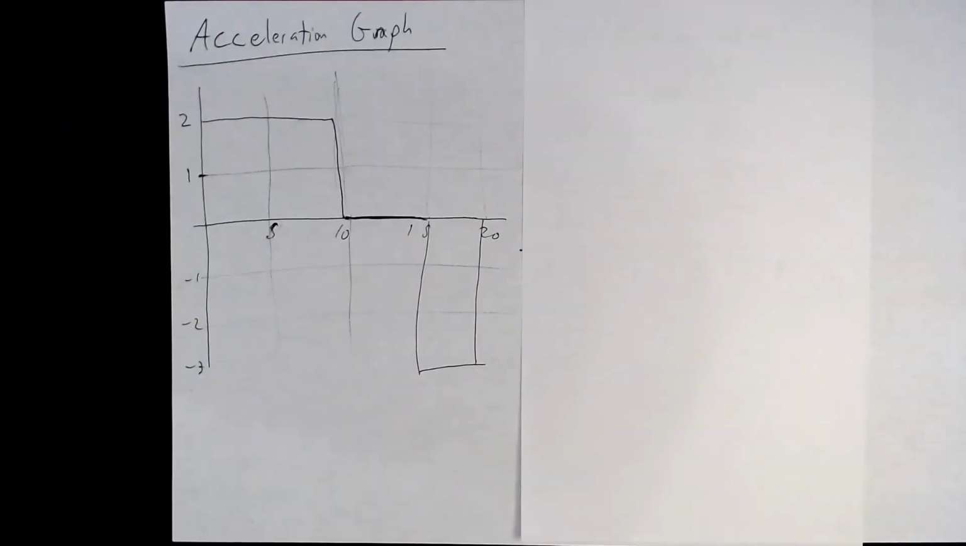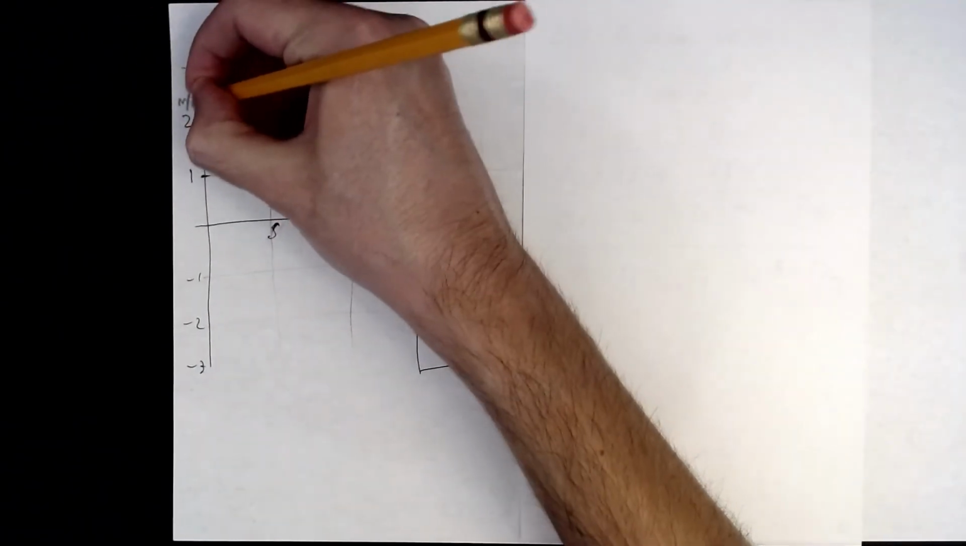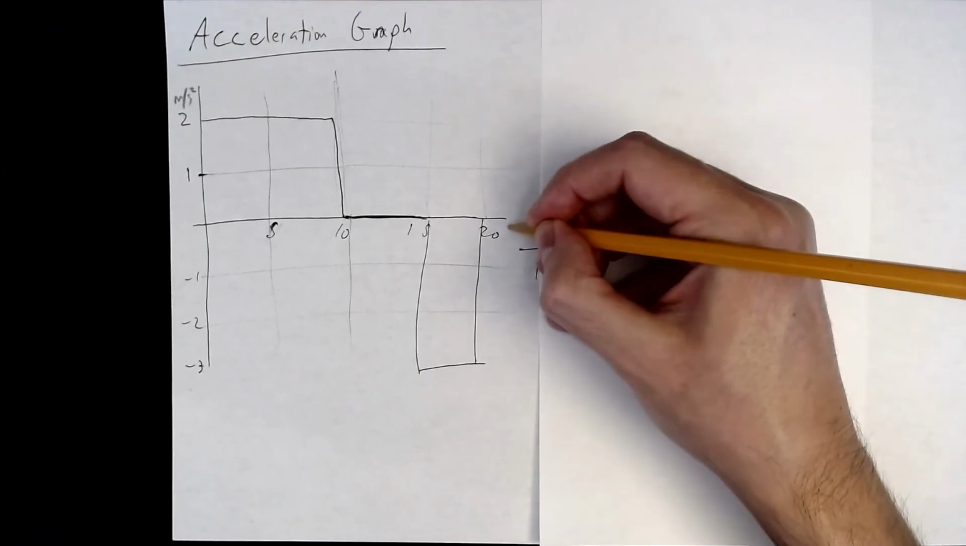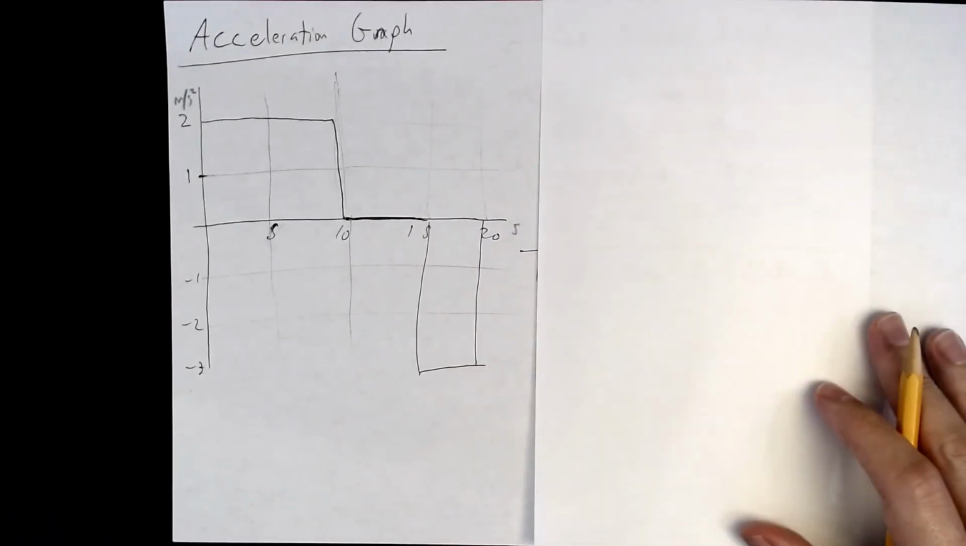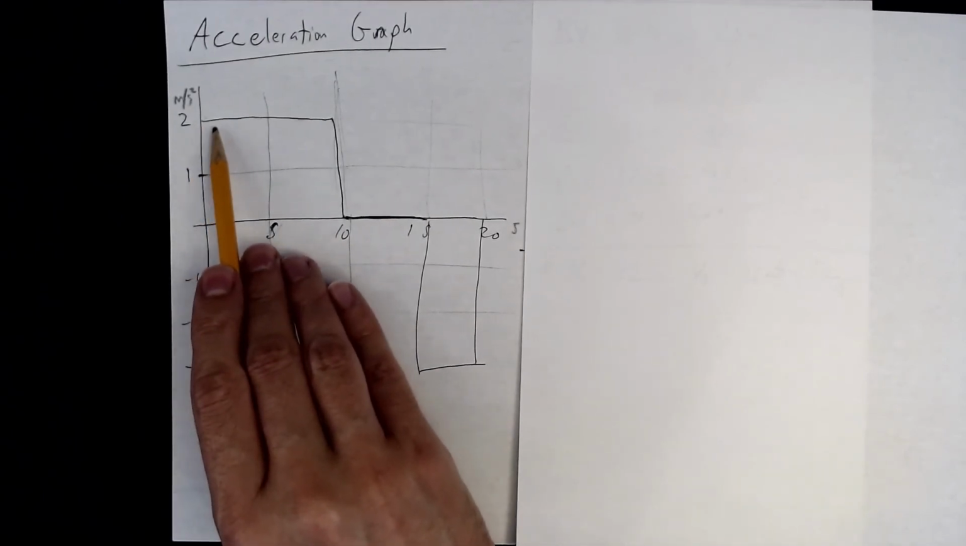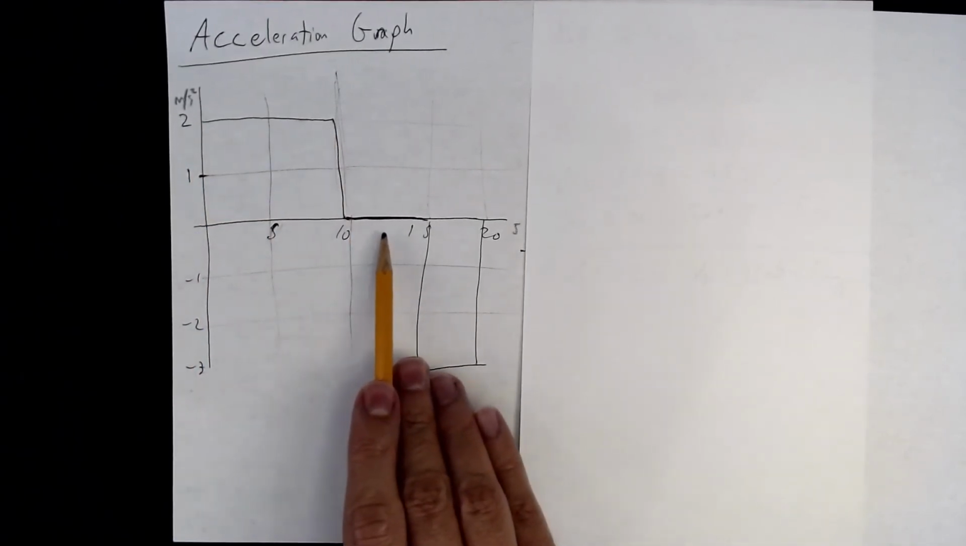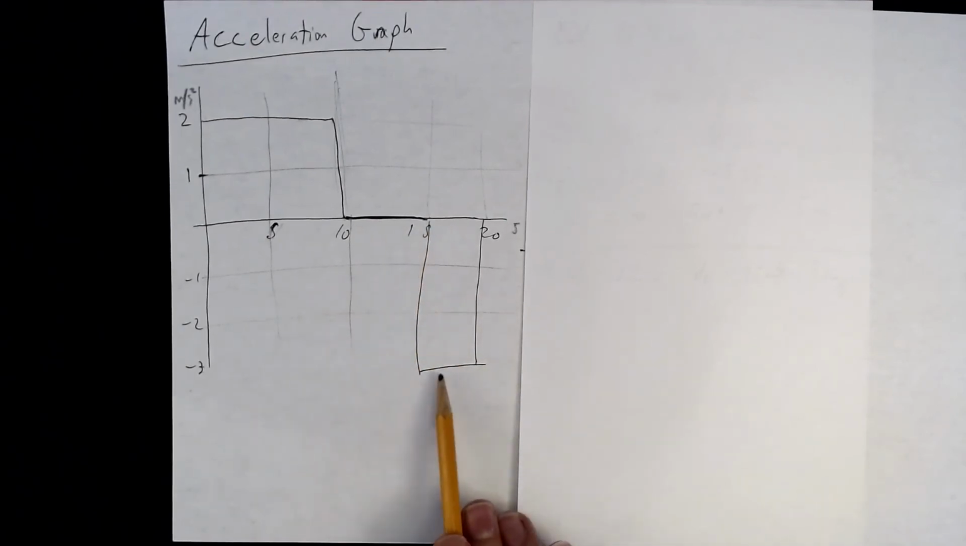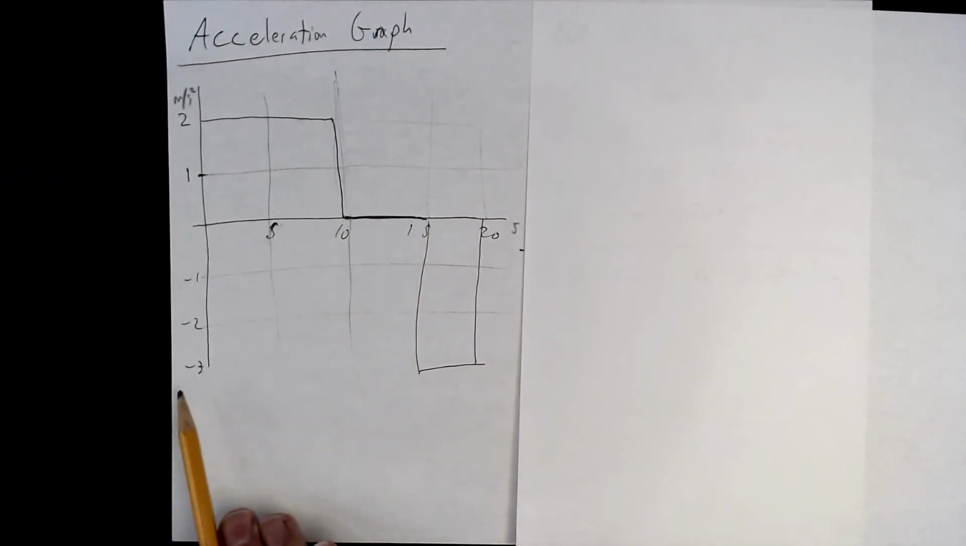Here's a quick problem involving this acceleration graph right there. We've got an acceleration here in meters per second squared and a time in seconds over here. And we see that for the first 10 seconds, an object is accelerating at 2 meters per second squared. It stops accelerating for 5 seconds, and for the last 5 seconds, it's accelerating at negative 3 meters per second squared. I can ask you, what is the change in velocity over any kind of time period here?